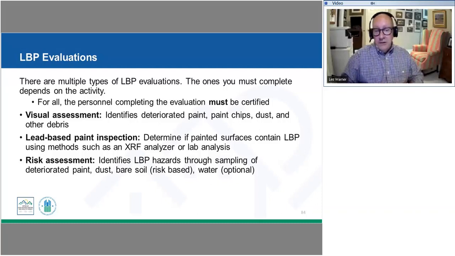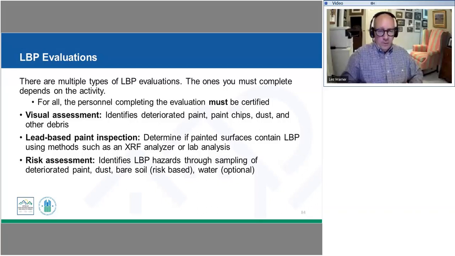We could be using that XRF machine, which we'll be talking about, or we could be removing samples and sending them off to a lab to be able to do that analysis. And then our risk assessment is not only doing our visual assessment, but we're going to go through and sample all of our deteriorated paint, but we're also looking for things like dust.